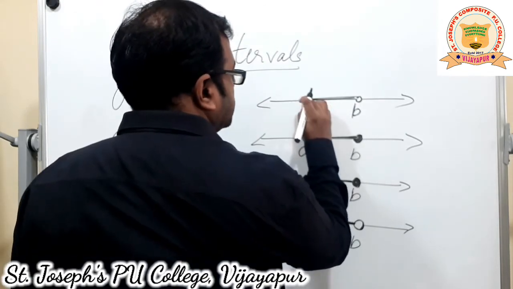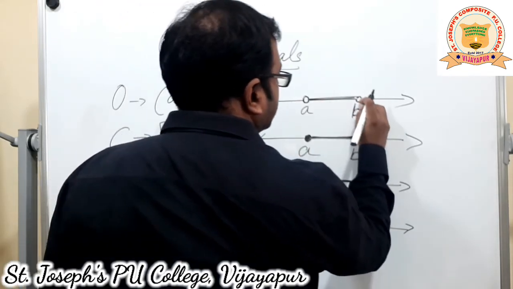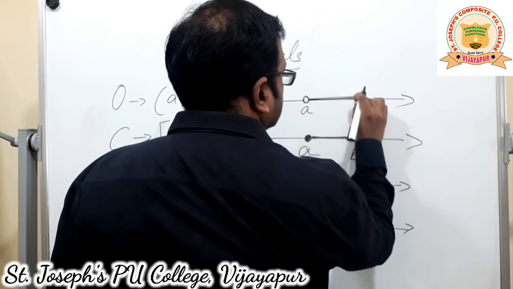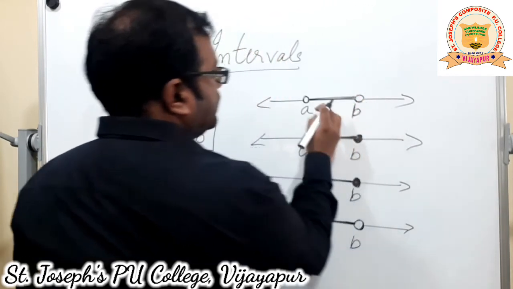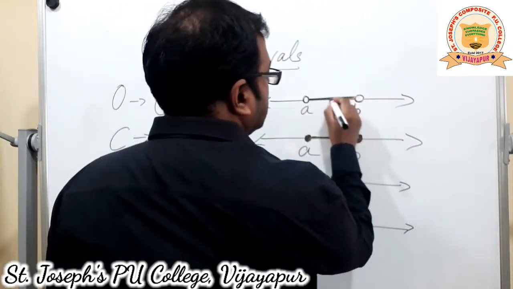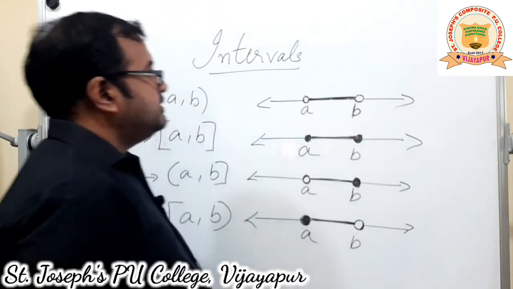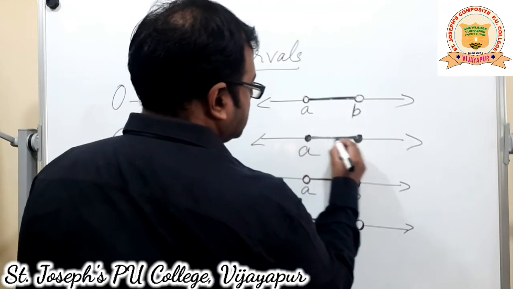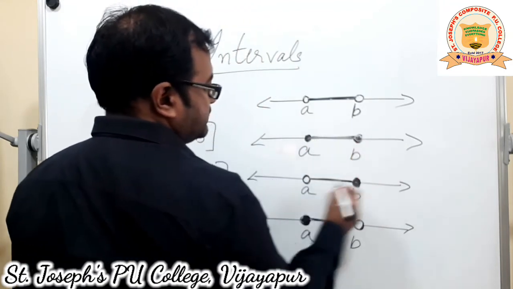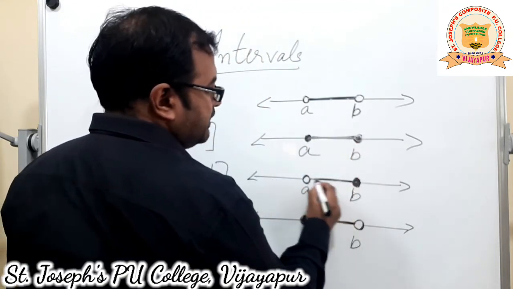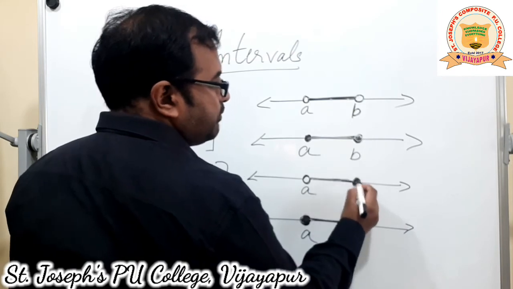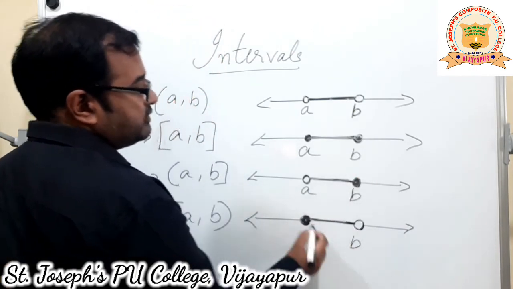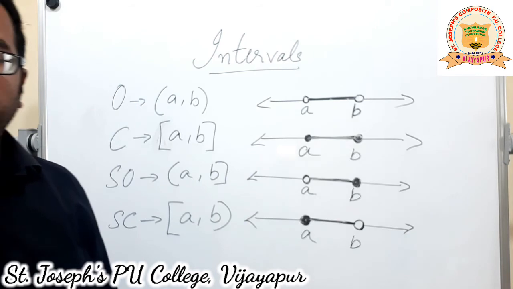Remember, this should be clear. This side also, it should be clear. Only the shaded part of the line which you see here, the darkened line, that is the interval, selected interval. Here, the selected interval including the points. Here, selected interval with the point at the end. Here, selected interval with the point at the beginning.